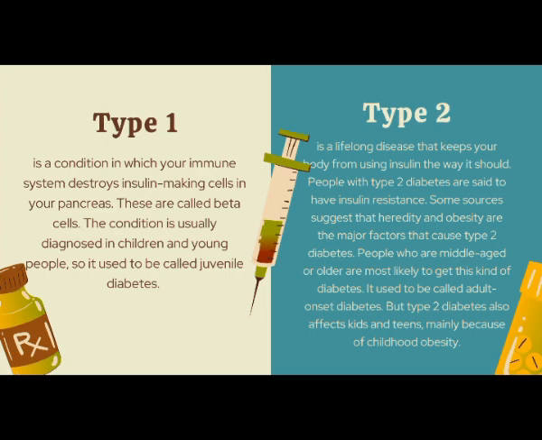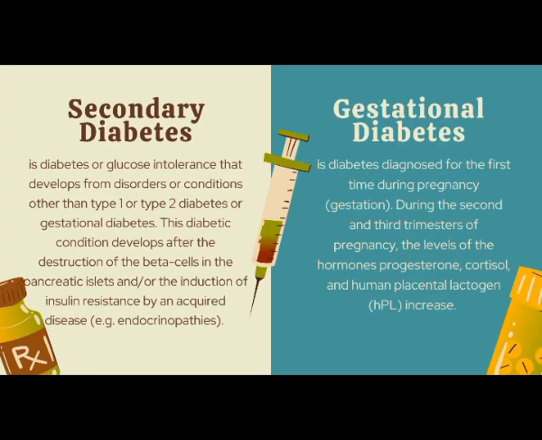Type 2 diabetes is a lifelong disease that keeps your body from using insulin the way it should. People with type 2 diabetes are said to have insulin resistance, and some sources suggest that heredity and obesity are the major factors that cause type 2 diabetes. People who are middle-aged or older are most likely to get this kind of diabetes, and it used to be called adult-onset diabetes.